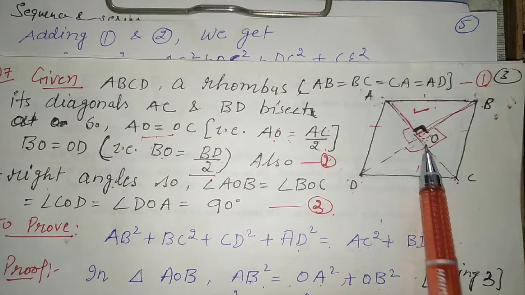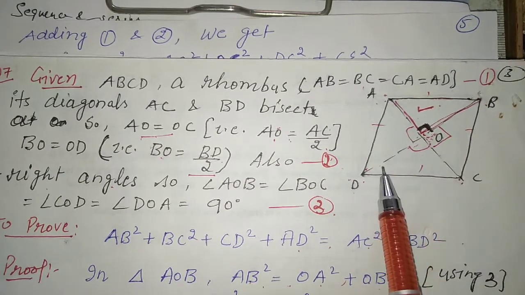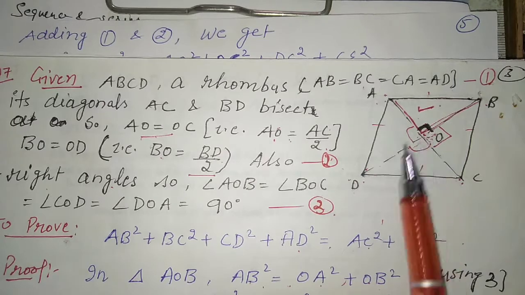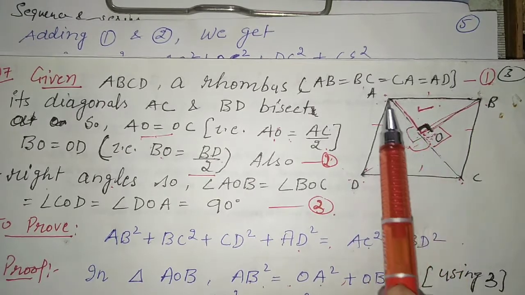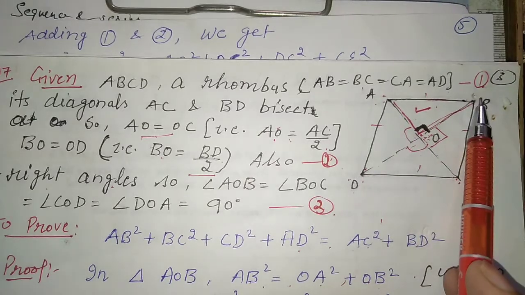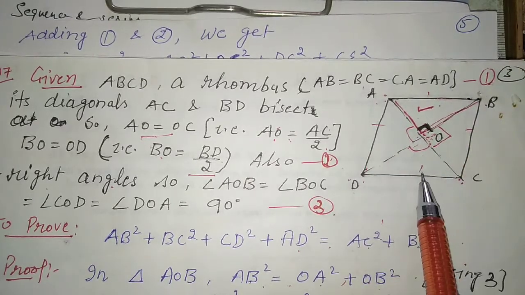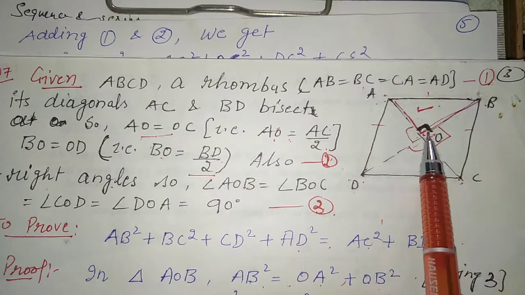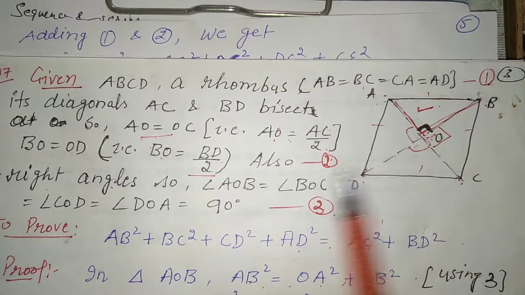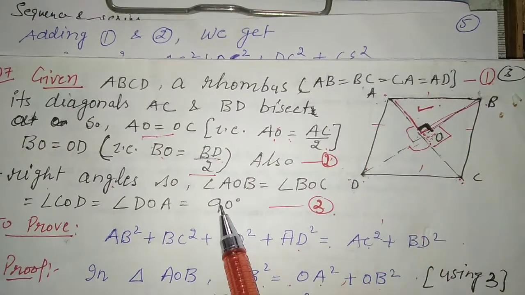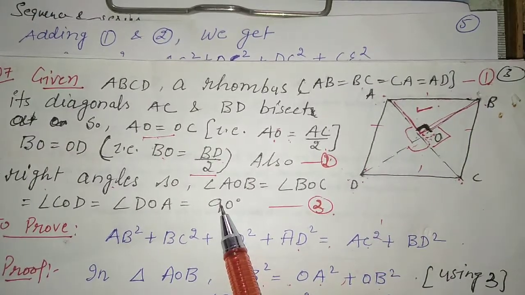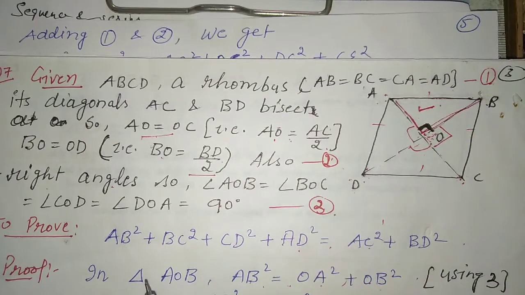Now, the diagonals bisect each other at right angles. So angle AOB is equal to angle BOC is equal to angle COD is equal to angle AOD. Each will be 90 degrees. So here we are getting the equations.